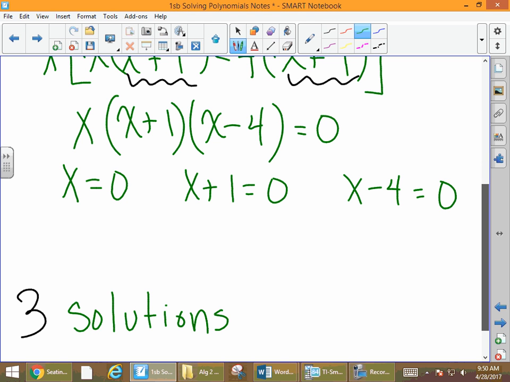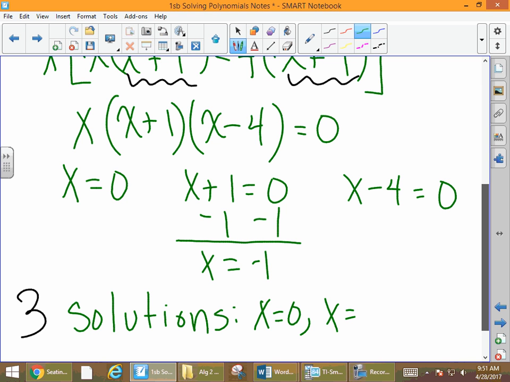Well, the 0. To get x equals negative 1, we subtracted 1 from both sides. So we get x equals negative 1. Add 4 to both sides. And we get x equals 4. There's our 3 solutions.